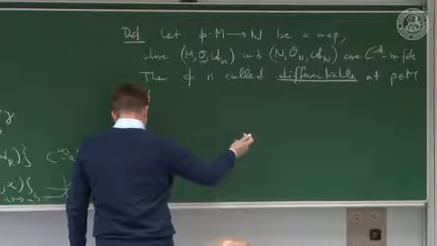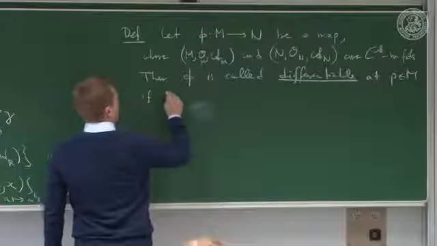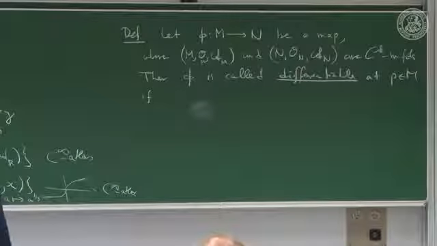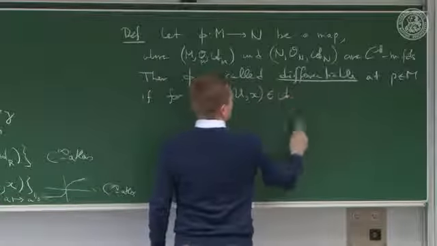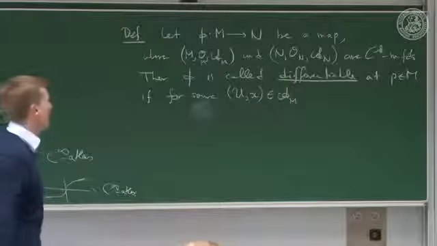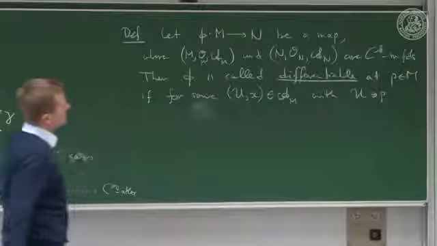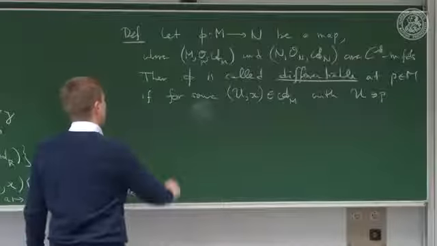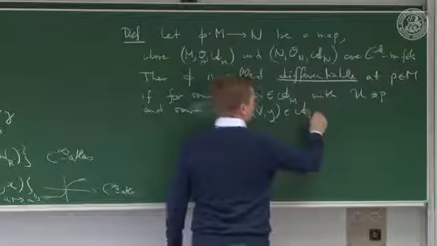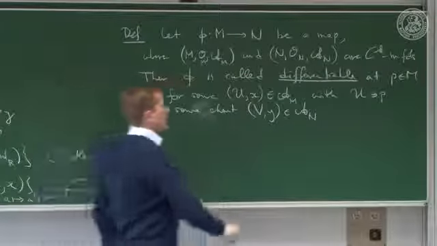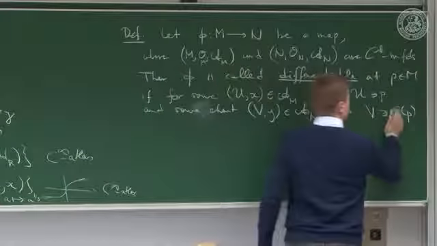And now we define the differentiability of this map by virtue of, let me think, if at the point P, for some chart U, x that lies in the atlas for M, and where the U contains the point at which I want to check differentiability, and some chart V, y that lies in the atlas of the target manifold, with V containing the image of the point P under the map phi.